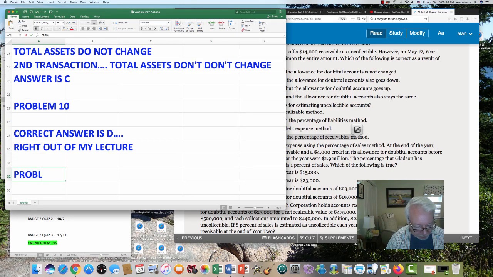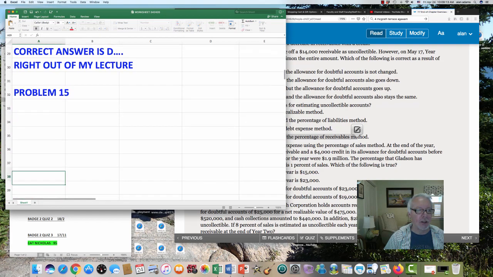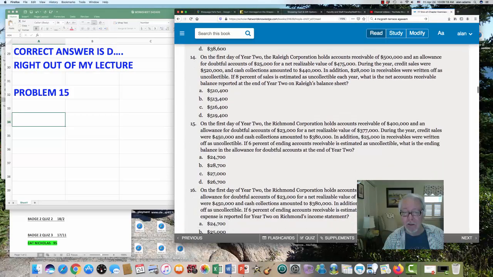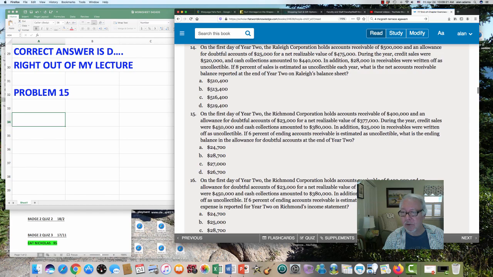The next problem, here's where we start getting a little more comprehensive with technique, ladies and gentlemen. Problem 15 says, I like problems like this, by the way. Okay, we've got a company that has receivables. They have an allowance. The difference between the receivables and the allowance is our net realizable value. So 400,000 minus 23 equals 377. Now during the year, all right, that was on the first day of the year. Now during this year, we sell on credit for 450. That drives receivables up. We collect 380. That drives receivables down. And we wrote off $25,000.